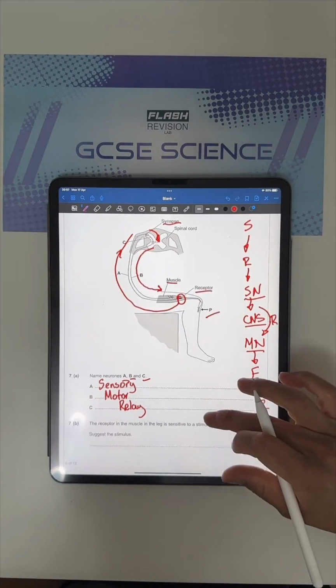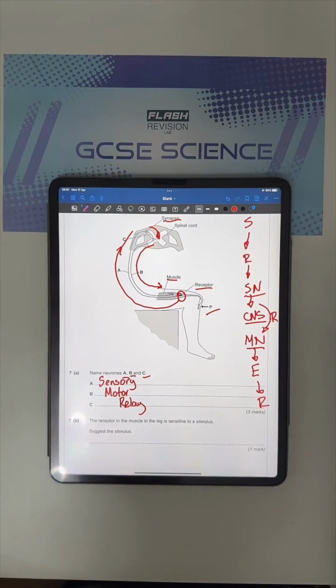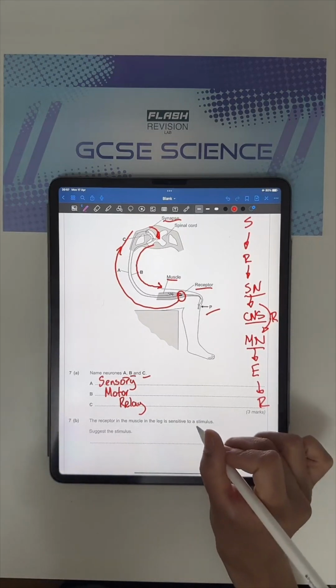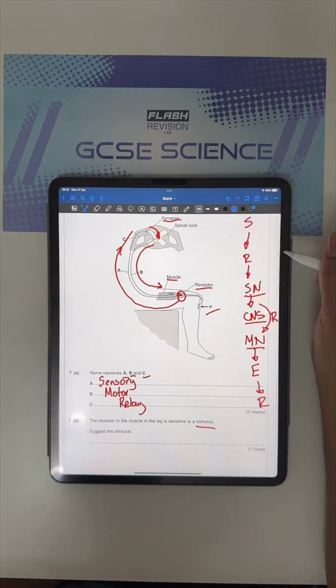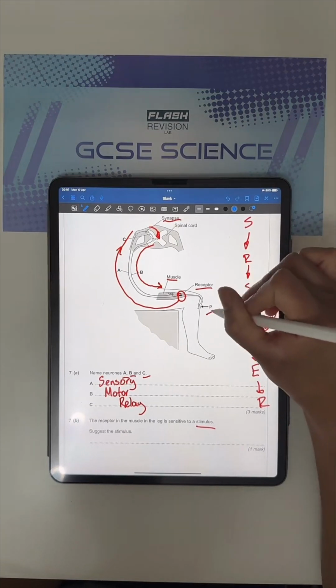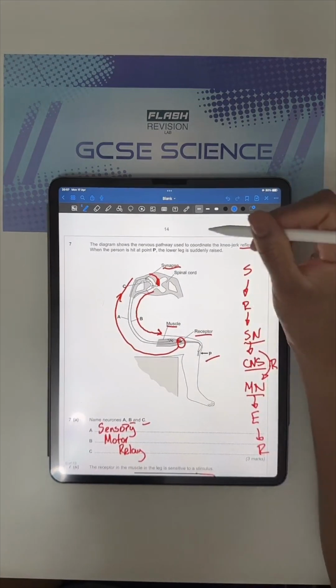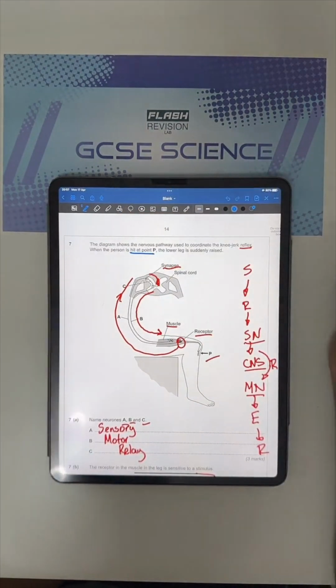Moving on, next question. The receptor in the muscle in the leg is sensitive to a stimulus. Suggest the stimulus. This receptor here is basically felt by you hitting the knee. The question says the person is hit at point P. So if a person's hit at point P, what is that receptor sensing? That's what the question's asking.